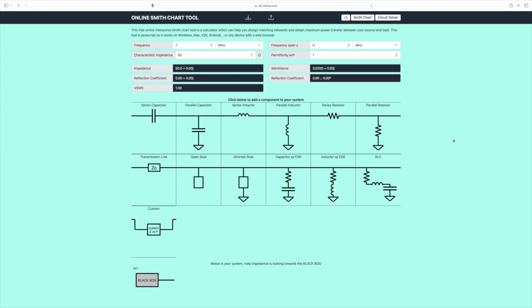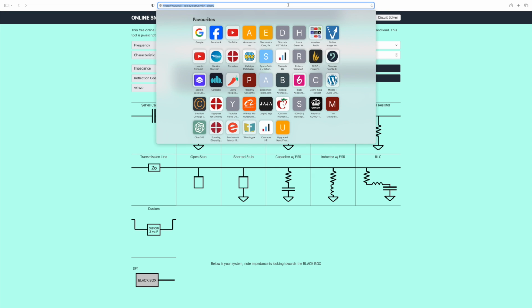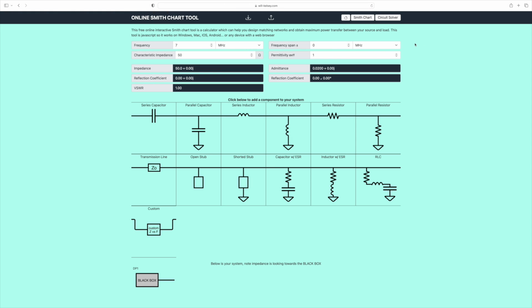Well, there are several online Smith chart calculators and simulators available. I like this one the best, and this is the one we're going to spend most of the time looking at. There is another piece of software as well, which I will show you briefly. This one is by Will Kelsey, so you'll find that at will-kelsey.com, and if you click on Smith chart, it'll take you to it.